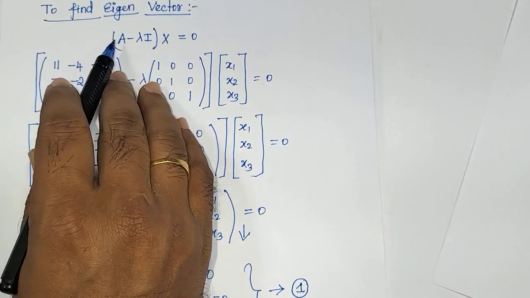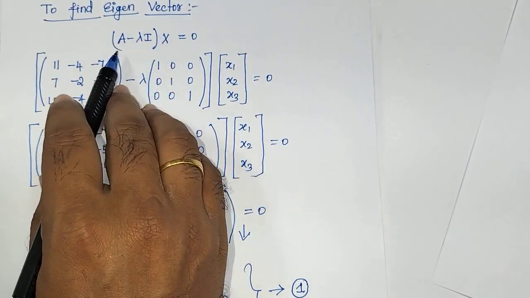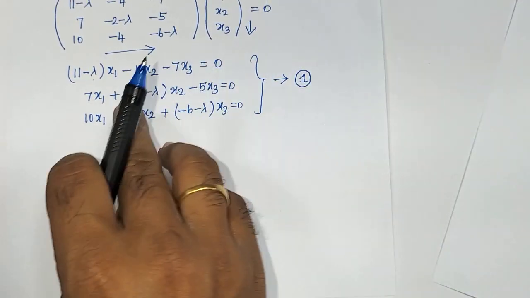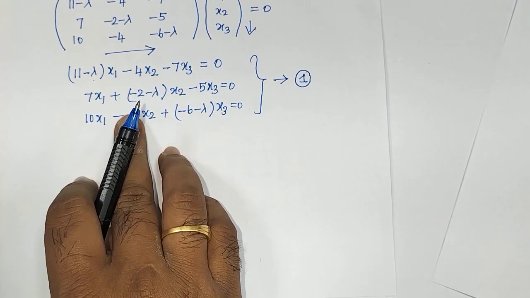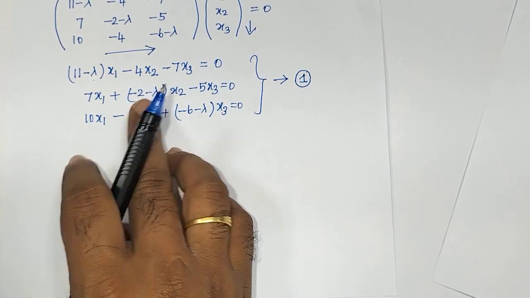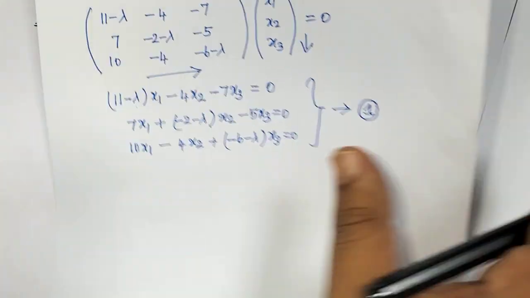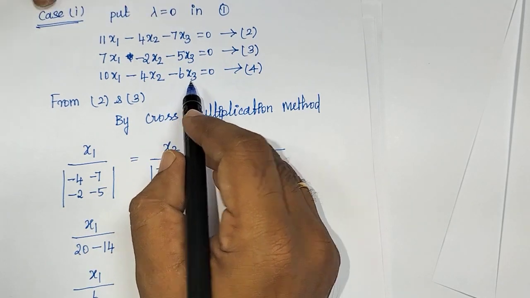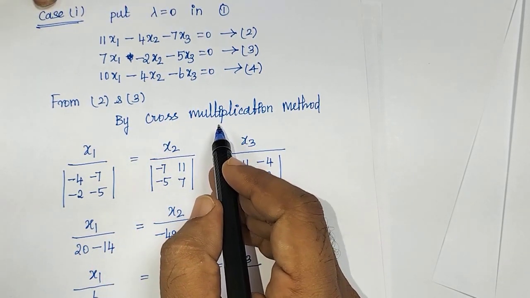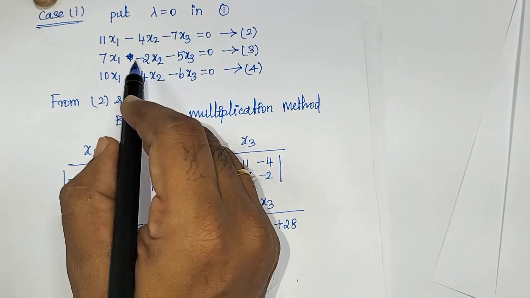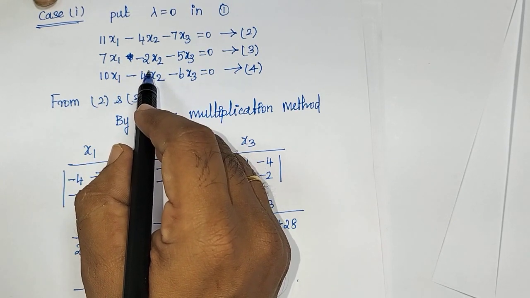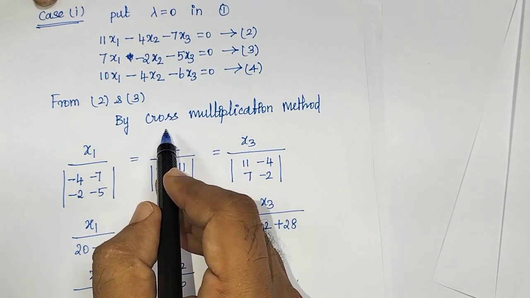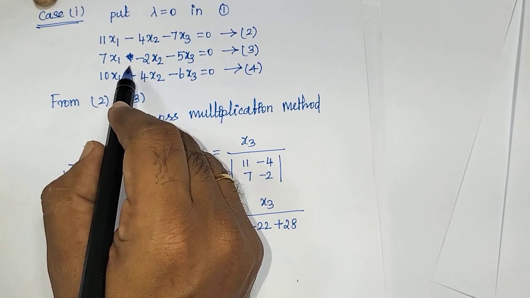Before that I'm going to write the eigenvector form: (A minus lambda I) into x. When I simplify this I will get these 3 equations. From these 3 equations I'm going to substitute one by one lambda equal to 0, lambda equal to 1 and lambda equal to 2. When I substitute lambda equal to 0 I will get these 3 equations. Before applying the cross rule multiplication method, you can check these 3 equations. If all 3 equations are the same, we cannot apply the cross rule method. If you want to apply the cross rule method, a minimum of 2 equations should be different.